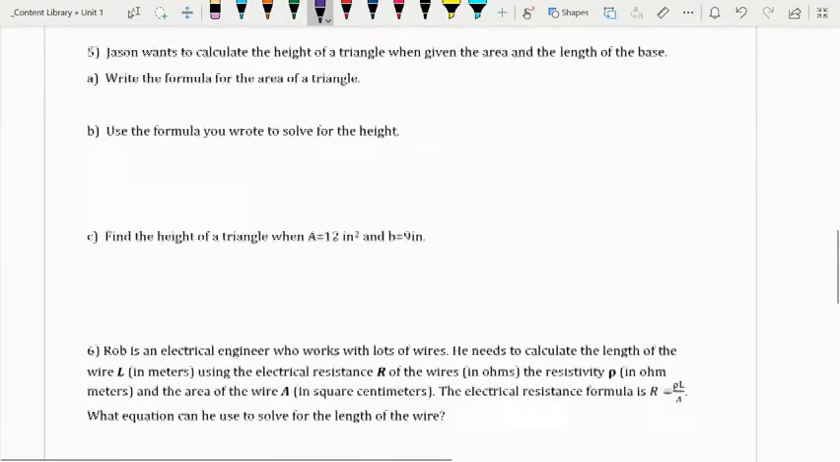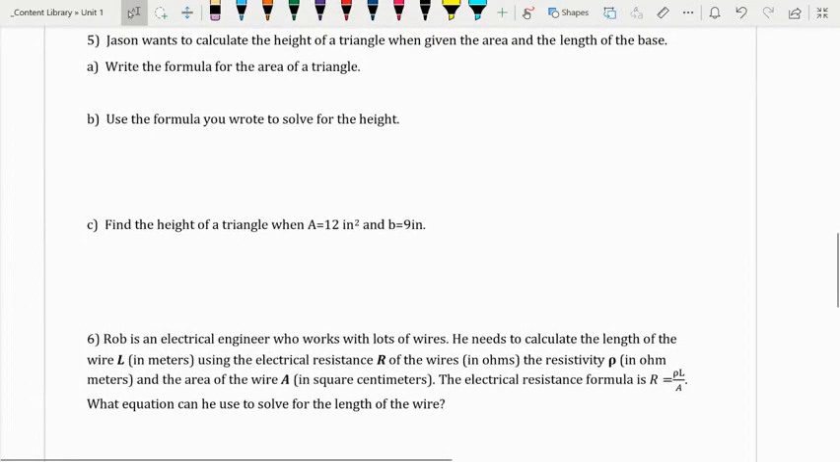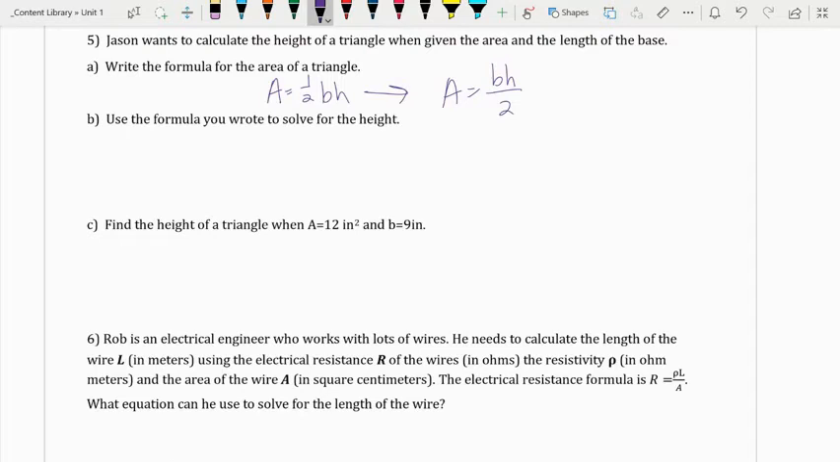On number 5, it says Jason wants to calculate the height of a triangle when given the area and the length of the base. Letter A says write the formula for area of a triangle. Area of a triangle is 1/2 base times height. Some of you use base times height divided by 2. That's totally fine. I'm going to use 1/2 base times height though. So use the formula you wrote to solve for the height.